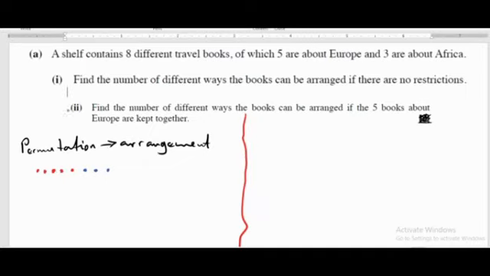Okay. So we are asked, in how many different arrangements can we have if there are no restrictions given. That is, in how many ways can we arrange all these books. If there is no restriction given, it simply means that we can mix the books about Europe with the books about Africa. So our answer is simply going to be 8 permutation 8.